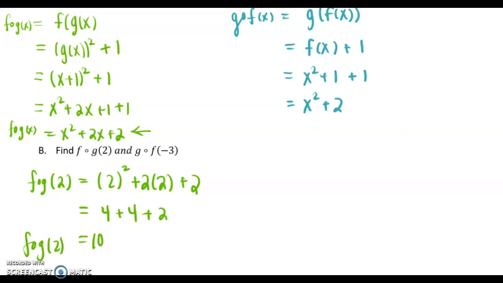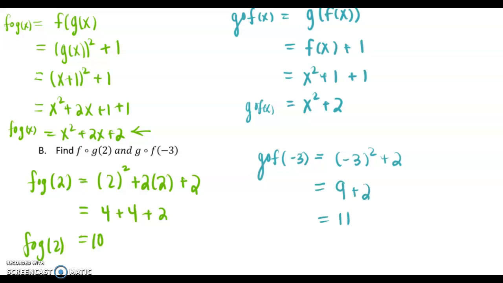And then my next one, again, this is g of f right here. So you already found g of f of x, so now we're going to find g of f of negative 3. So wherever you see an x, you're going to replace it with negative 3. And that would be your answer.